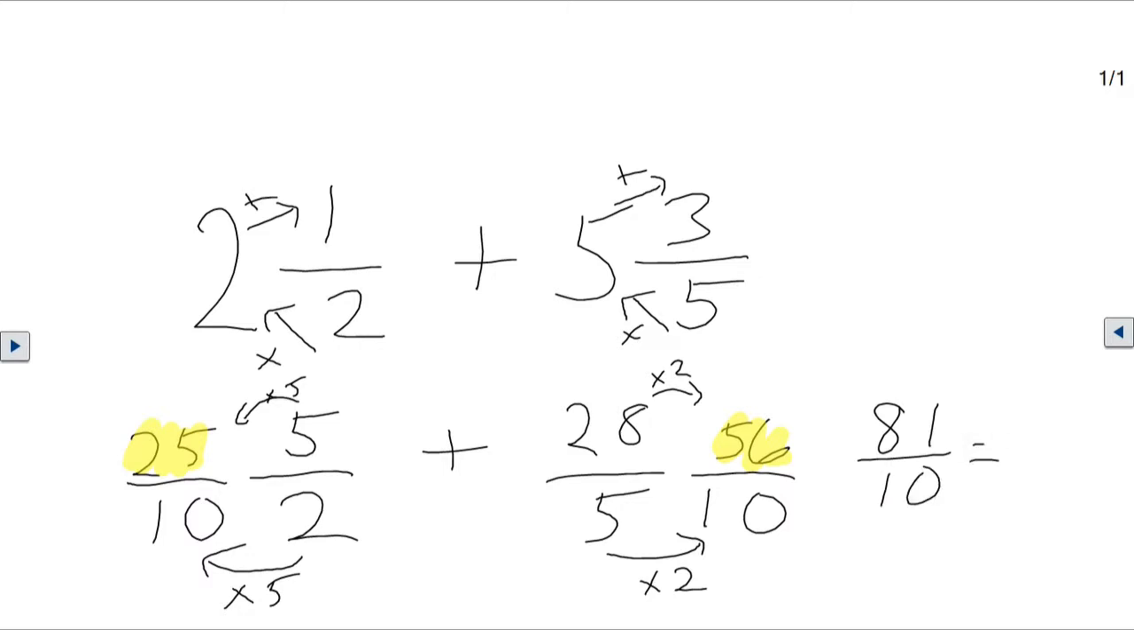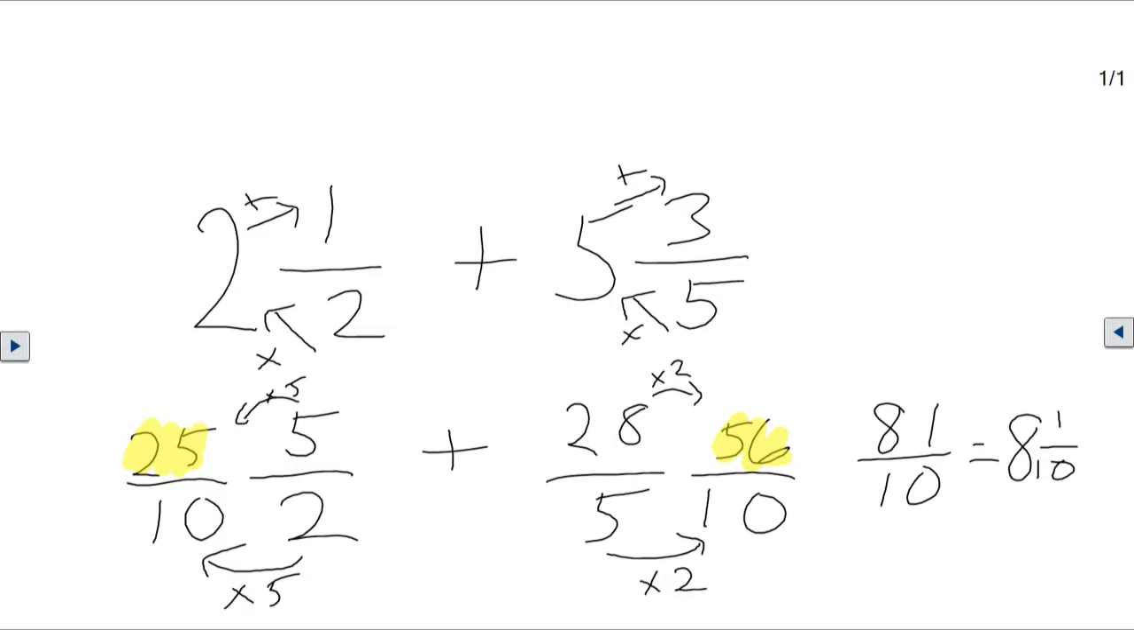Let's switch that back to a mixed number. 10 goes into 81 8 times with 1 left over. So one technique when you're adding mixed numbers is to get them to improper fractions, and then go through your steps: find your common denominator, change your numerators, add your numerators, get it back to a mixed number in this case, and reduce if you need to.